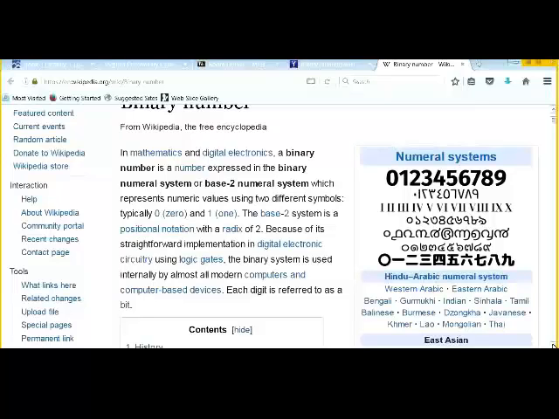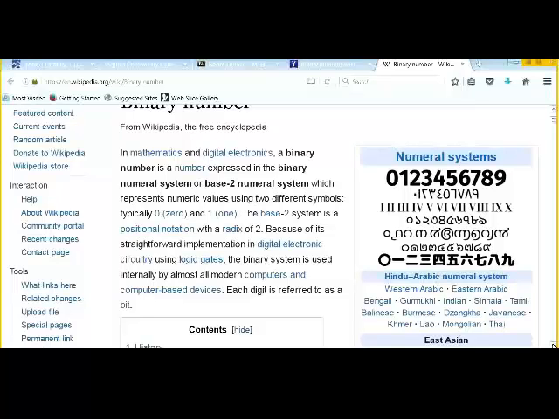So what the binary system is, is representing numbers, rather than 1 through 10 and then having the next digit, tens, hundreds, thousands. What binary does is represent quantities by just using ones and zeros. So we either have a 1 or a 0.